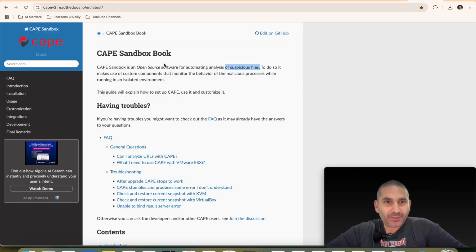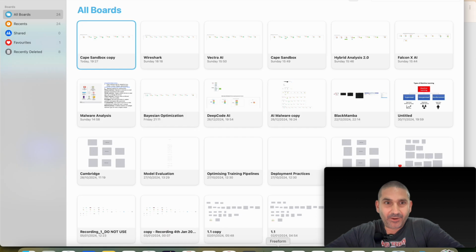So Cape Sandbox, what we're going to talk about. We're going to talk about how you can use Cape Sandbox for AI malware analysis and enhanced threat detection. Those are the two things. And what do I have for the Cape Sandbox?